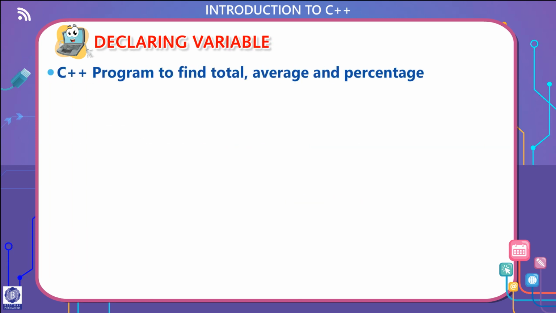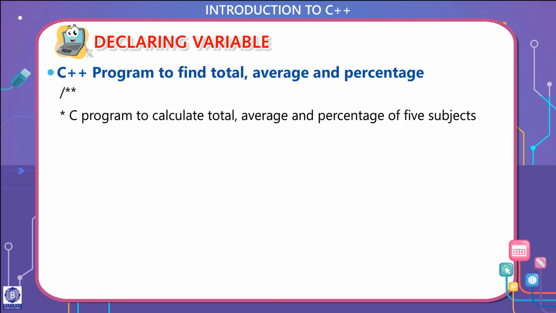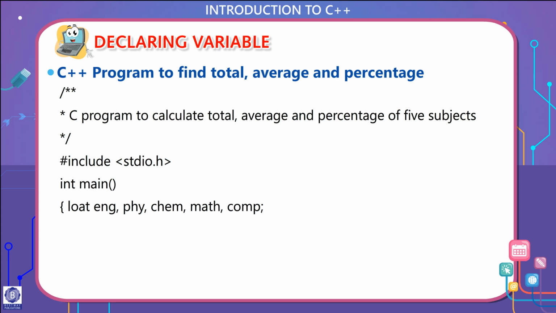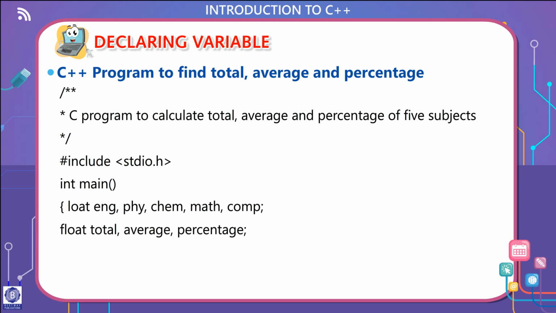C++ program to find total, average and percentage. /** C program to calculate total, average and percentage of 5 subjects. */ #include <stdio.h>. int main. float English, Physics, Chemistry, Math, Computer. float total, average, percentage.